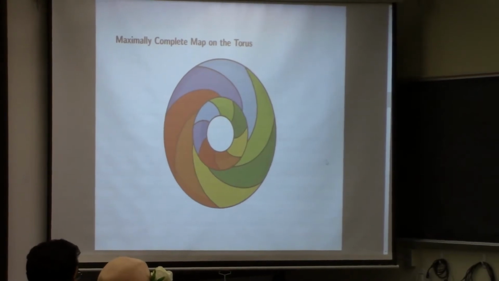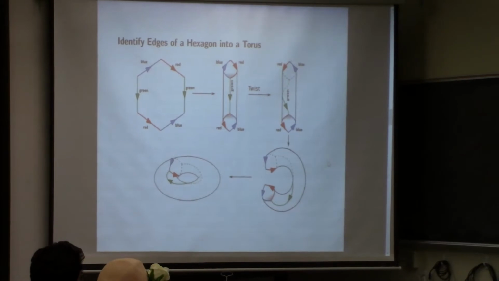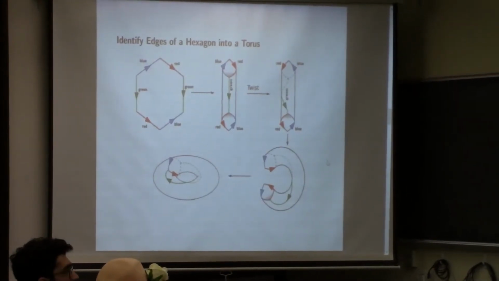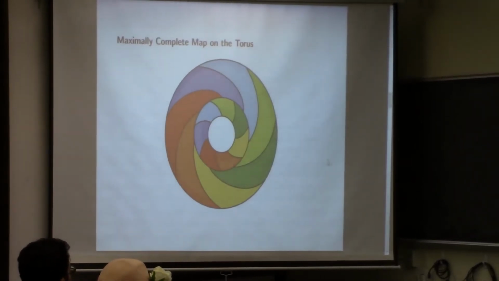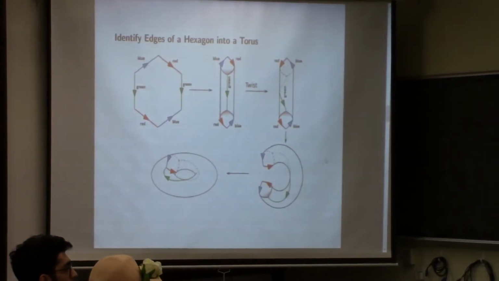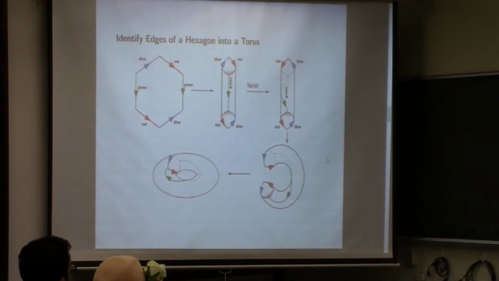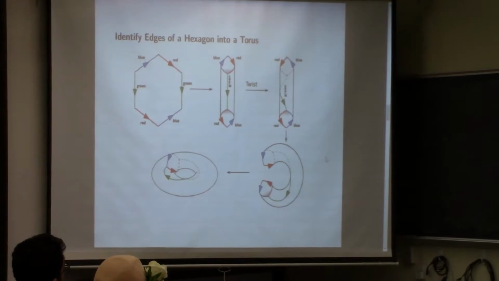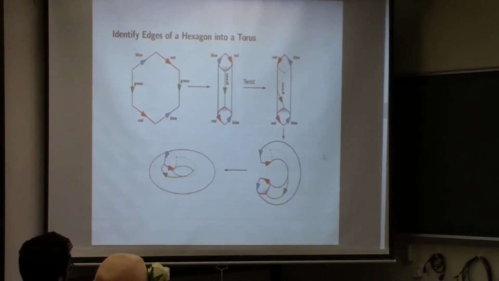Okay, here's the maximum complete map on the torus again. And this is how you can represent the torus as a hexagon. So we have planar diagrams for each of our maps. It's hard to work with 3D shapes, so we're going to represent them in these polygons with their edges identified. So here you have a hexagon with opposite sides identified, and then this sequence of moves shows you how it's actually a torus.